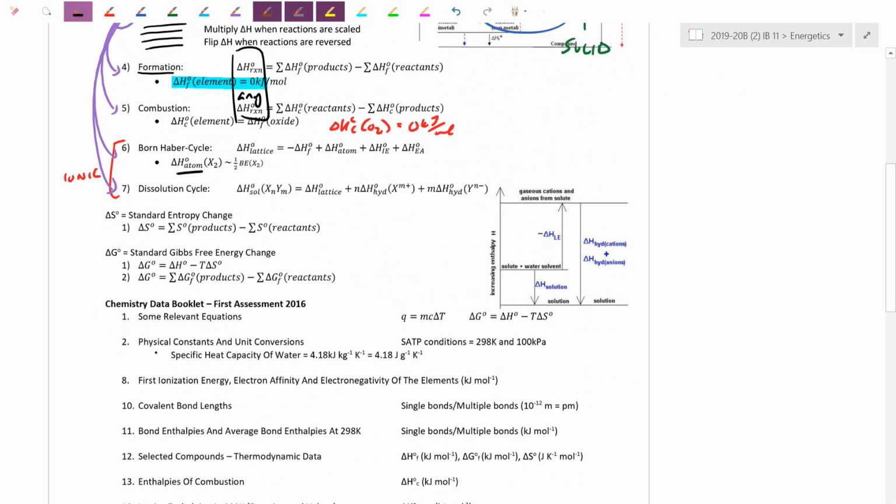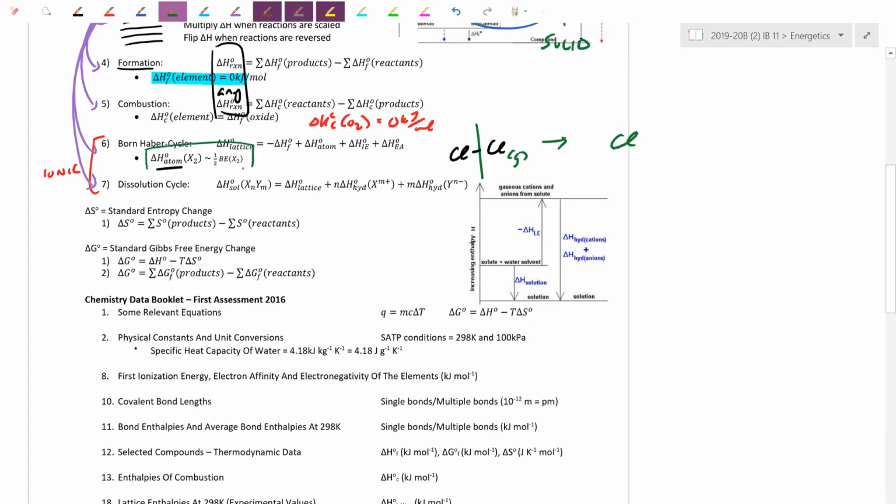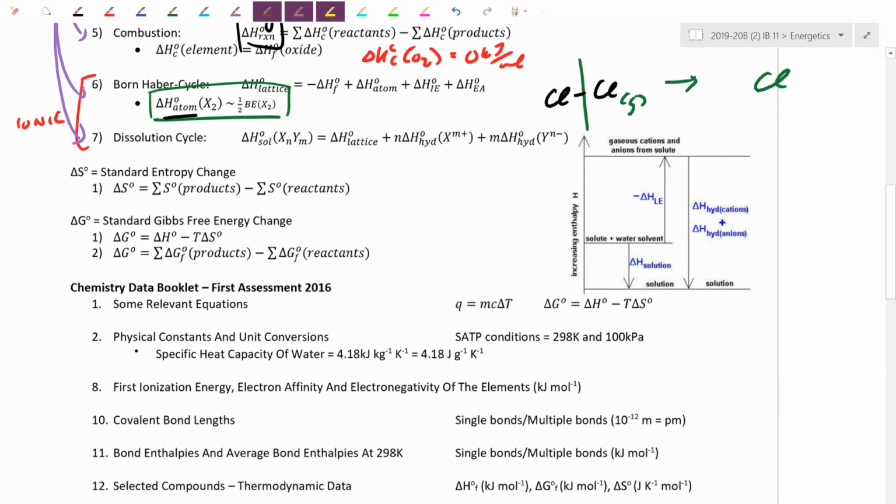Sometimes, especially for a diatomic compound like chlorine, it's nice that it's already in the gas state. All we have to do to atomize it is rip it apart. So sometimes we can actually approximate the atomization as half the bond enthalpy. Otherwise, they're going to give you all the other arrows and actually ask you for atomization.